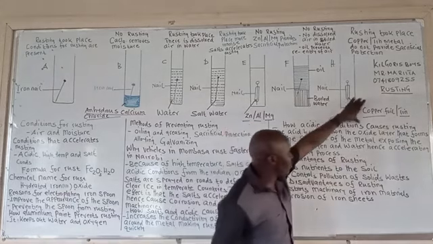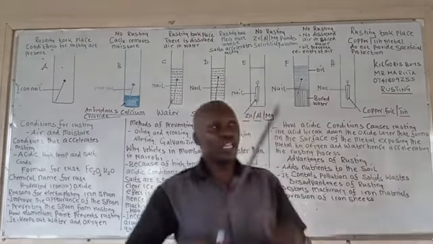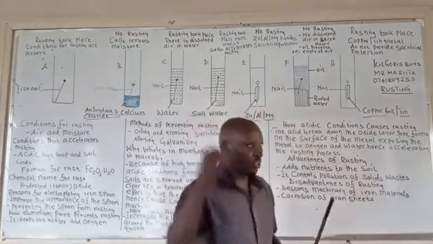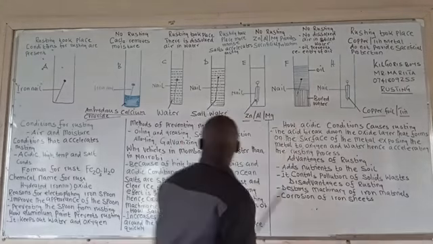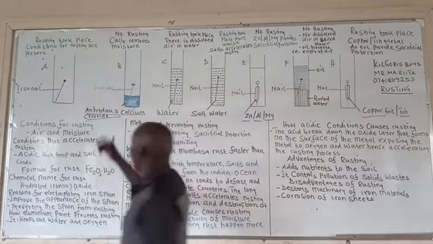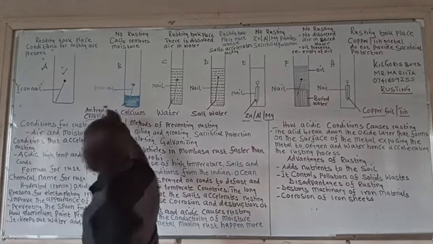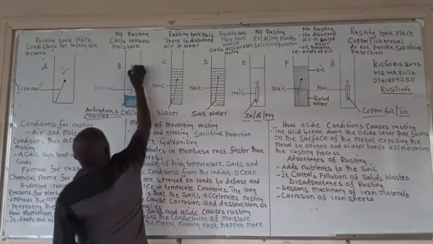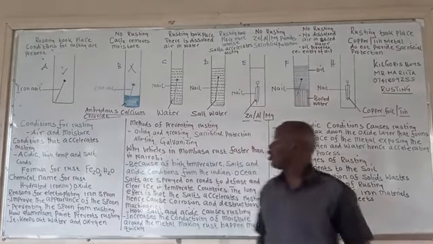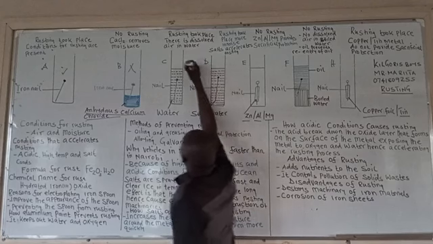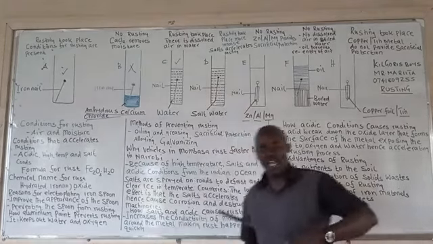Why? Because copper foil or tin does not prevent iron from rusting. In other words, they do not provide sacrificial protection, and that means rusting will take place. So in test tube A, rusting will take place. In test tube P, there is no rusting because anhydrous calcium chloride removes the moisture, a condition required for rusting. Here, rusting took place because there is dissolved air in the water.